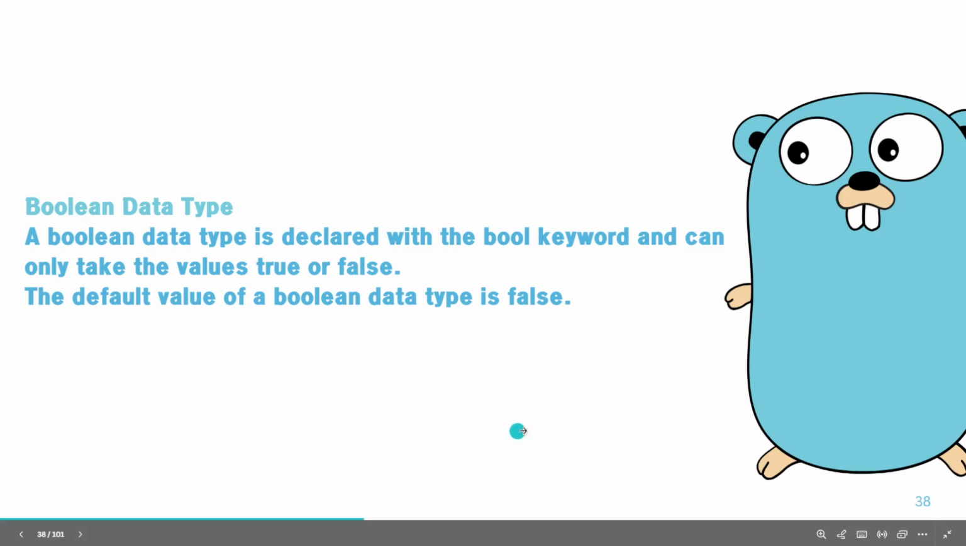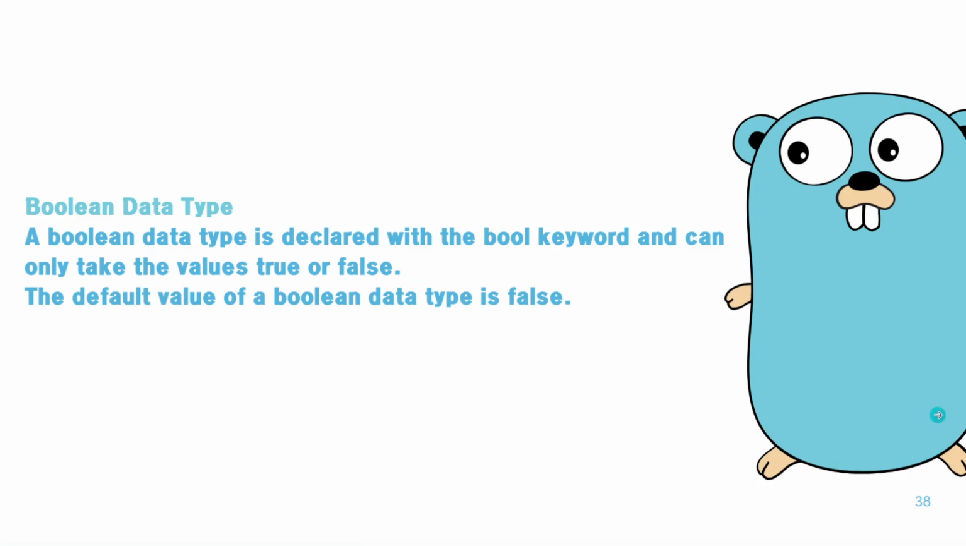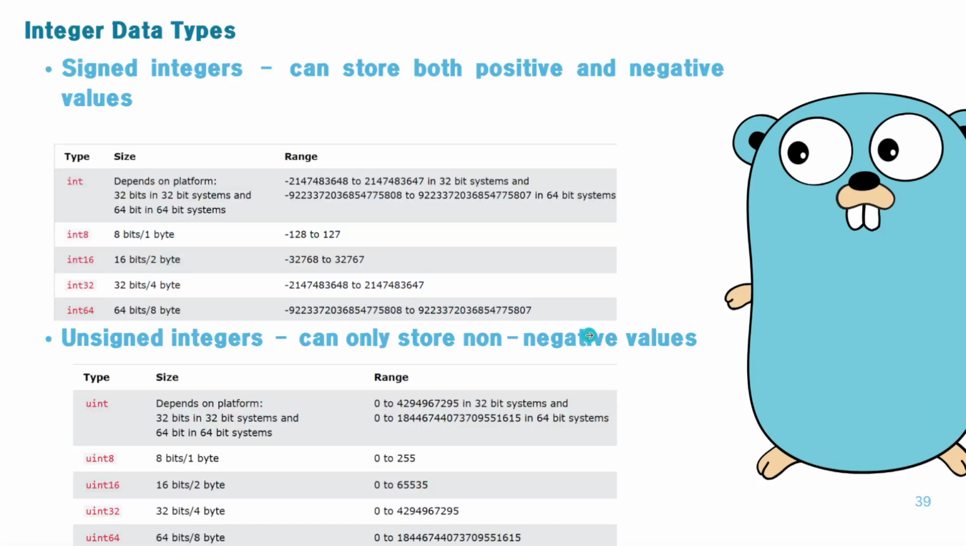Next, we have integer data types. There are quite a few types in integer data types. The two main types are signed integers and unsigned integers. Signed integers can hold both positive and negative values, while unsigned integers can only store non-negative values.